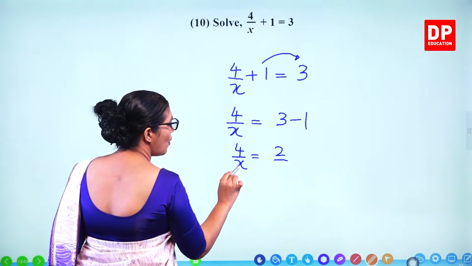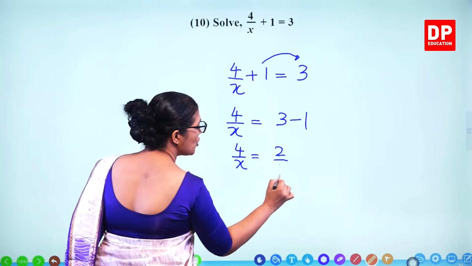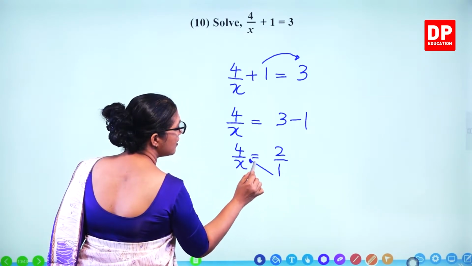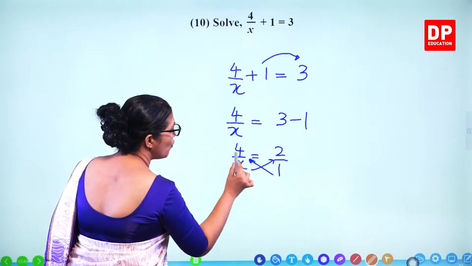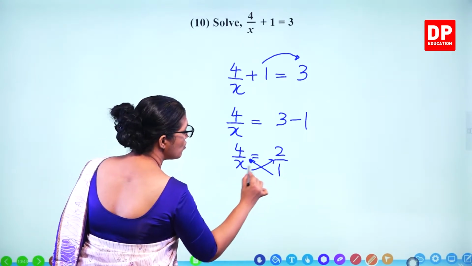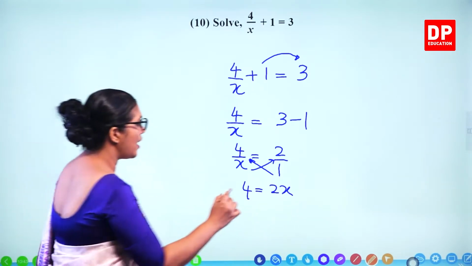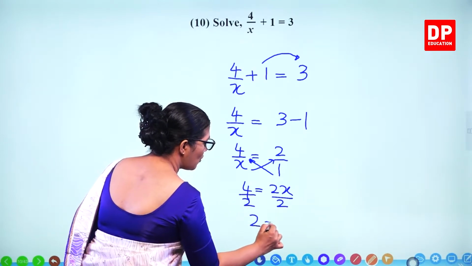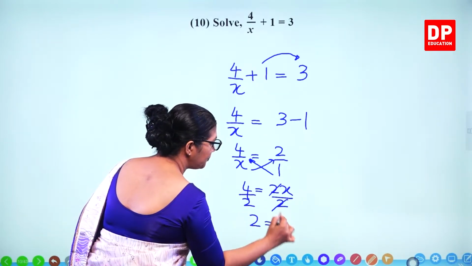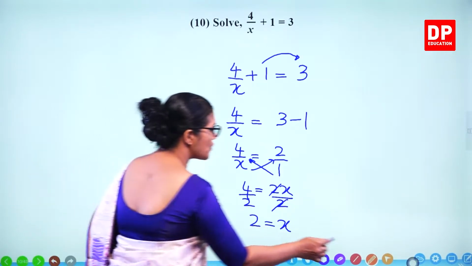Now you need to take x to the numerator. This is in the denominator. So what you do? You can cross multiply and switch. So 4 times 1, 4, 2 times x, 2x. Now you can divide by 2 to get the x value. 4 divided by 2 is 2. X is equal to 2. So 2 marks for that.